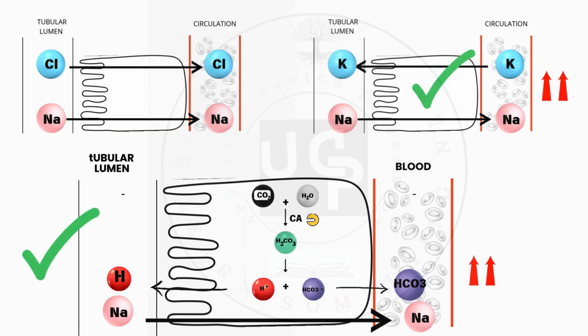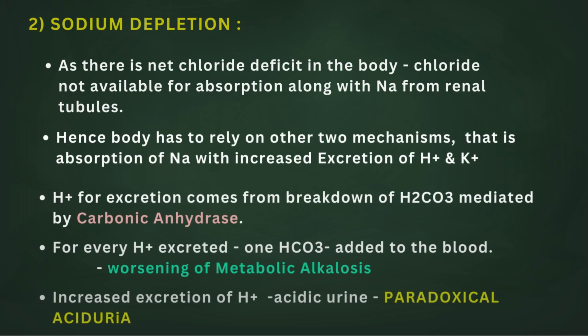There is already potassium depletion in the child because it is lost in the vomitus also. Also, for every one molecule of H plus to be secreted into the tubular lumen, one more bicarbonate molecule is added into the circulation, as we have seen previously. This will further aggravate the metabolic alkalosis.